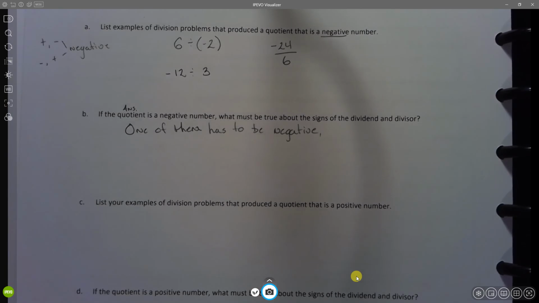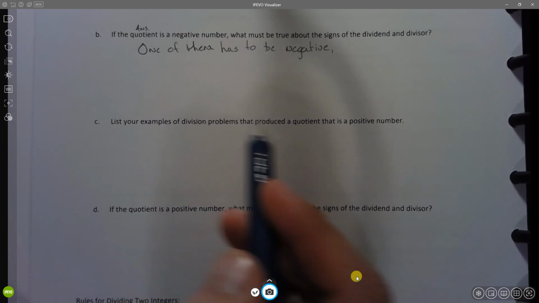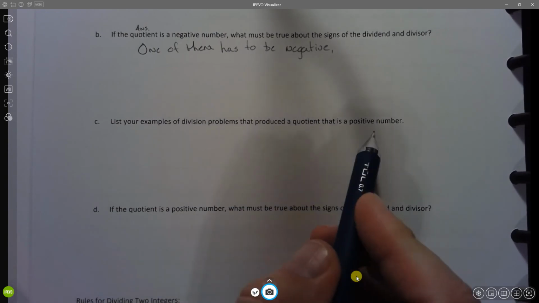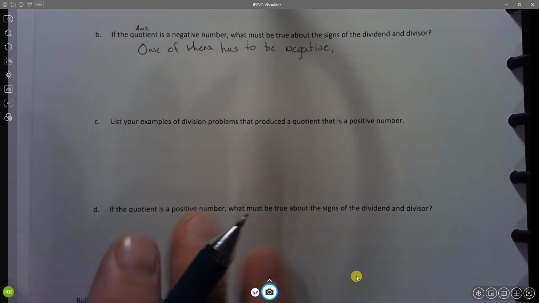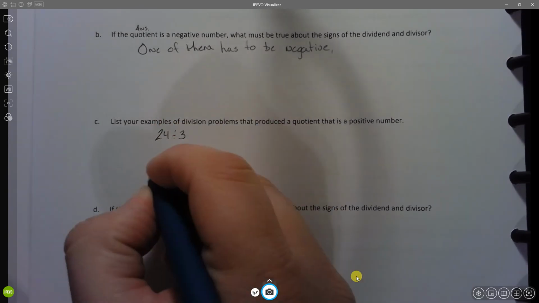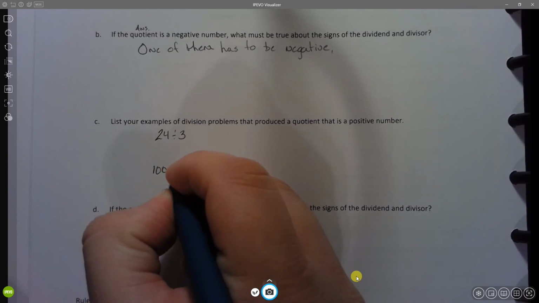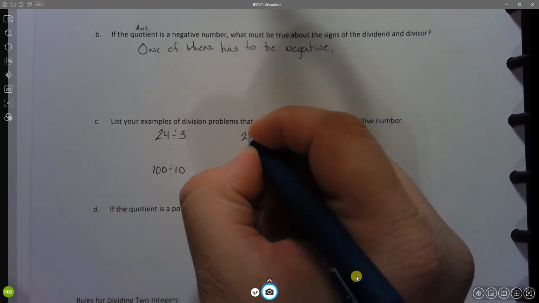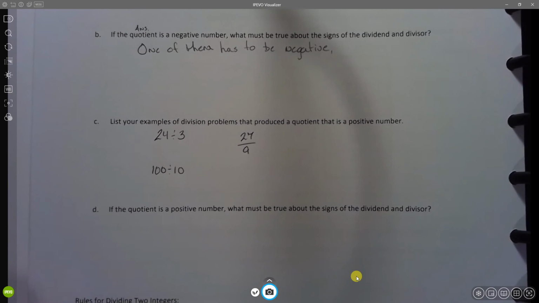Okay. List your examples of division problems that produce a quotient that is a positive number. You've done this since elementary school. Okay. 24 divided by 3. 100 divided by 10. Okay. 27 divided by 9. These are all examples of division problems that give us a quotient of a positive number.